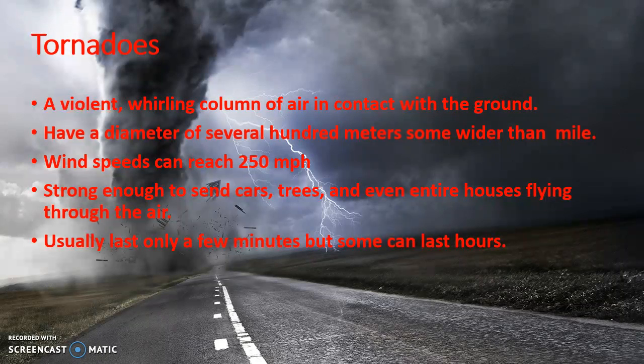The next thing would be tornadoes. And tornadoes are defined as a violent whirling column of air that come in contact with the ground. They have a diameter of several hundred meters, some wider than a mile. And wind speeds can reach 250 miles an hour, and that's extremely fast. And some of you guys are like, whoa, that's way faster than in a hurricane.